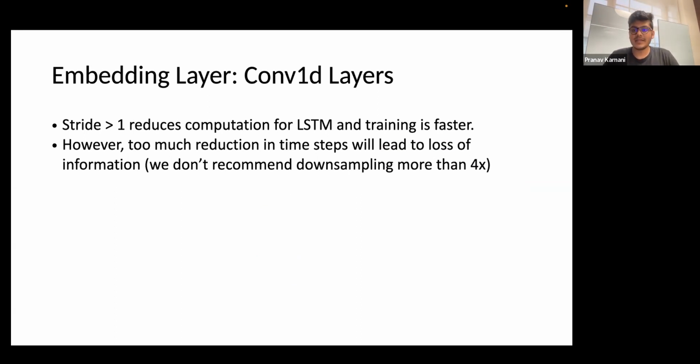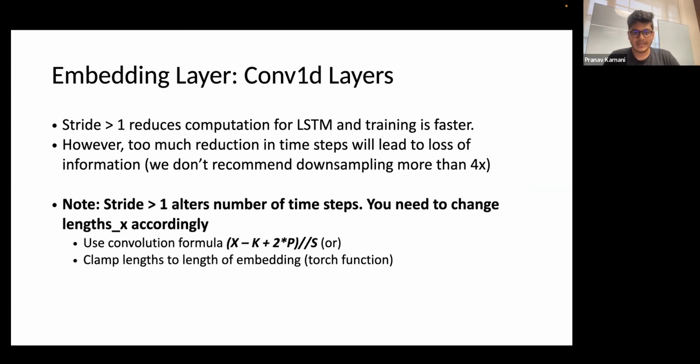Although in this homework, we recommend you to not downsample by more than 4 times. It will lead to a huge loss of information. So my recommendation would be to not downsample by more than 4 times. That is one thing to keep in mind. You can use the convolutional formula to calculate the output shape after your input passes through various convolutional layers.